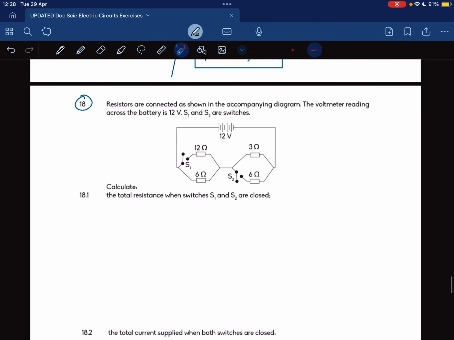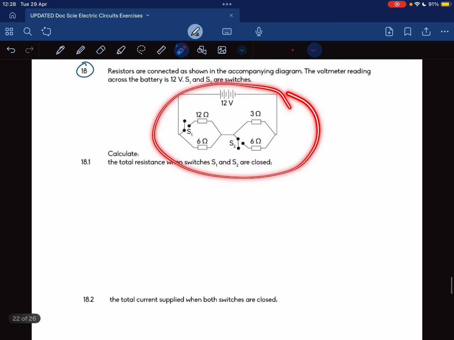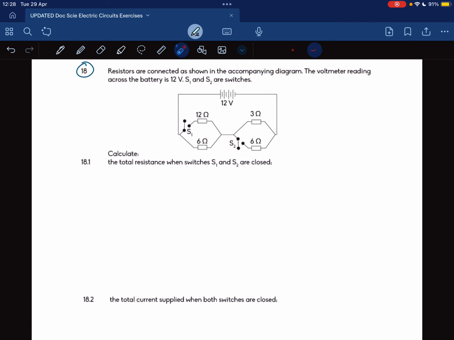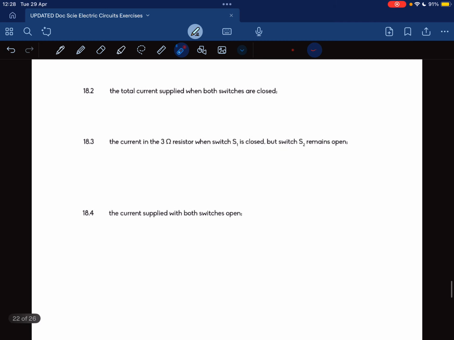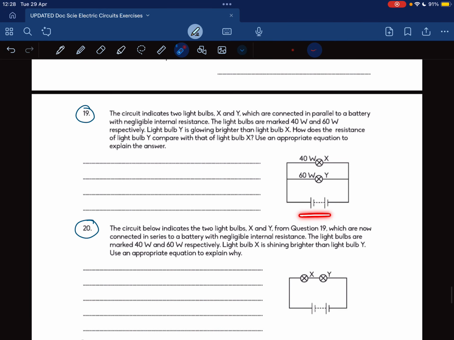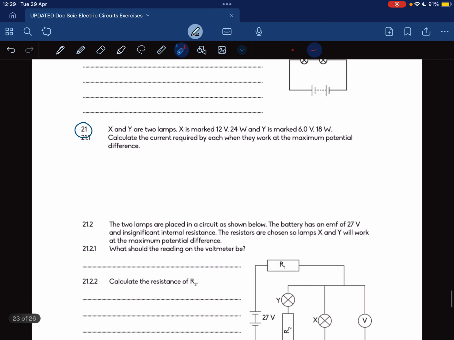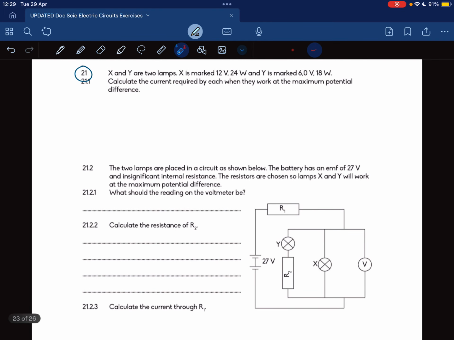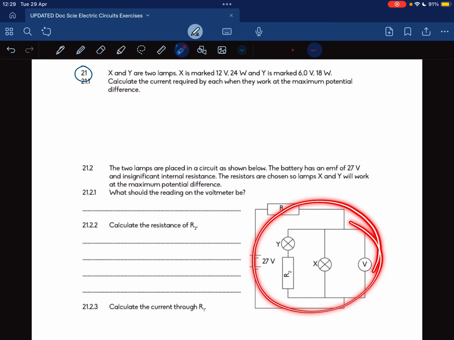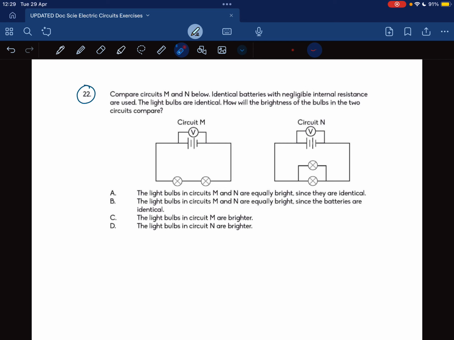So for the rest of your classwork and homework, you're going to complete 18, which is with the circuit here. Make sure you concentrate on the circuit, because it has two switches that are opening and closing. Then number 19, which just focuses on explaining this circuit. Number 20, which also looks at an explanation of this circuit. Number 21, which looks at this circuit here. And then 22 as well, which is just a multiple choice question.